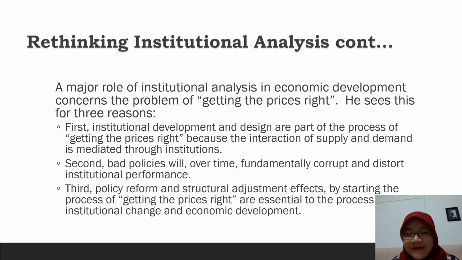Getting the price right. Why do we have to get the right price values? First, institutional development and design are part of the process of getting the price right, because of the interaction between supply and demand. The second one, bad policies over time will corrupt and distort institutional performance. And the third one, policy reform and structural adjustment effects will be like starting the process of getting the price right. Usually the process of institutional change and economic development impact each other.